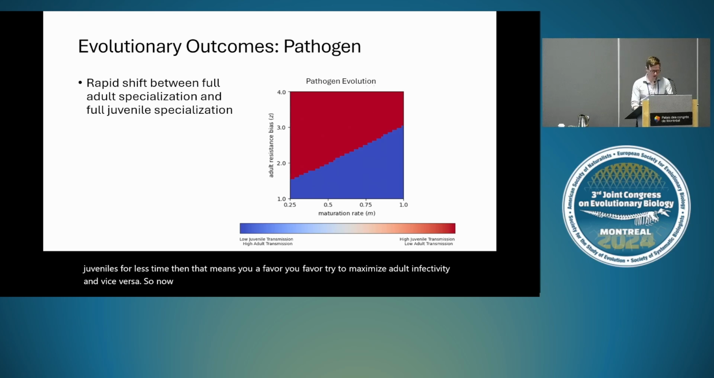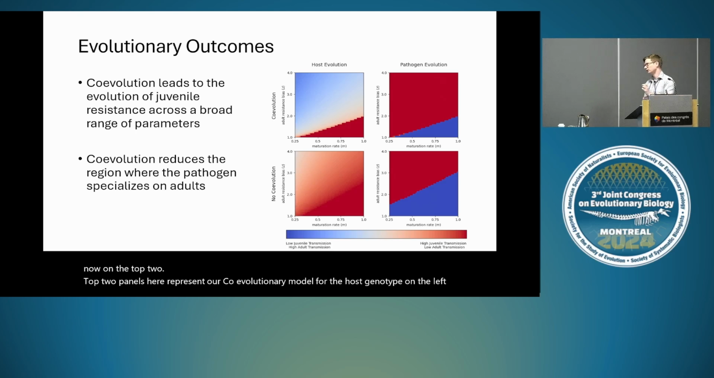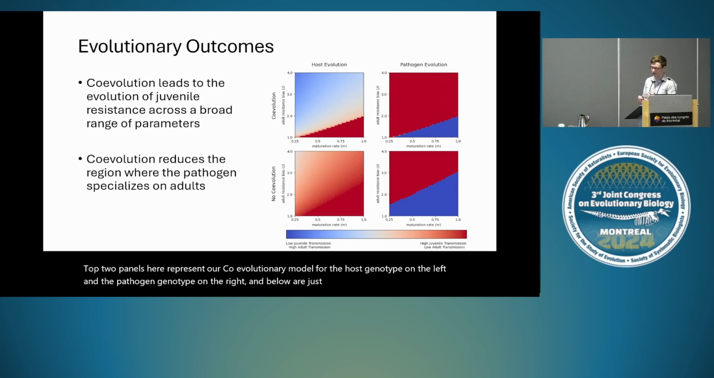So now what happens when we toss this into our coevolutionary model? The top two panels here represent our coevolutionary model for the host genotype on the left and the pathogen genotype on the right, and below are just the figures I just showed you. For the host, we can see that now across a broad range of parameters, evolution favors juvenile resistance, which did not happen at all when we did not have pathogen evolution. The difference is less striking for the pathogen, but the region where adult infectivity is favored is reduced. So what's actually going on here?